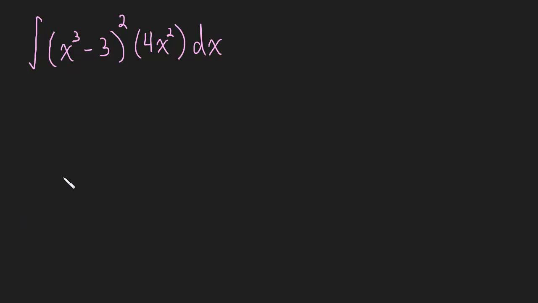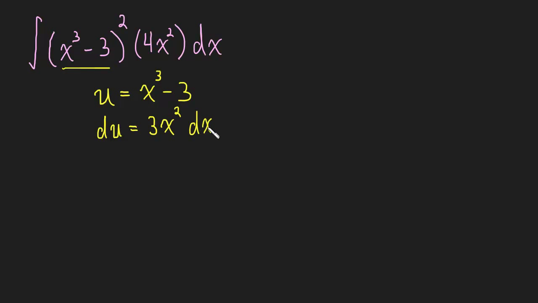Okay, so again, we have a function. The derivative of this function is 3x squared. But really, we were hoping it was going to be 4x squared. But since it's only off by a constant, we're going to be able to make it work. So we're going to say let u equal x cubed minus 3. So du is going to be 3x squared dx. We want this 3 to be a 4. So let's just multiply by 4 thirds on both sides of the equation. And you can see that this 3 and this 3 will cancel, leaving that 4 we wanted. And everything will work out.